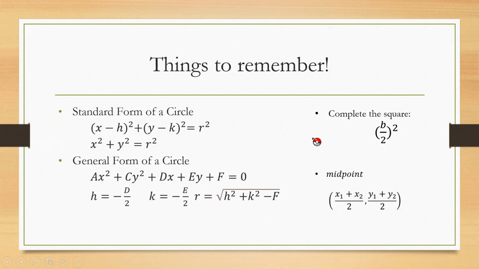We also have to know how to complete the square. We simply have to follow this: b, b over 2 squared. Next, we also have to know the midpoint formula, which is x sub 1 plus x sub 2 over 2 and y sub 1 plus y sub 2 over 2.